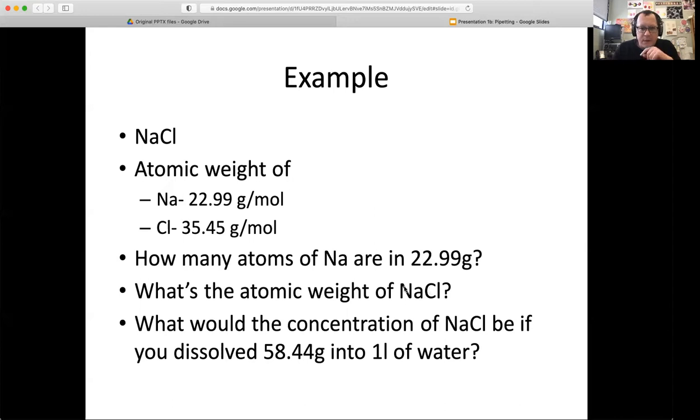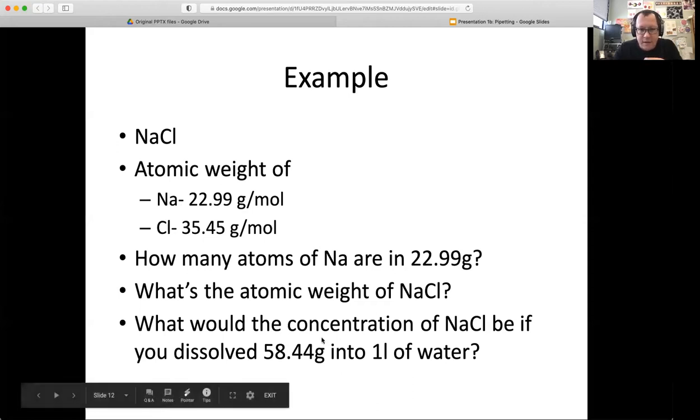But what about this whole compound? So sodium chloride, if we weigh that out, we have table salt here. So what would the atomic weight of sodium chloride be? And so I'm going to give you a second to sort of answer that in your head. How would we figure that out? We know we have this one. We have the sodium that equals that. We have the chlorine that equals that. Okay, so if we want to know the atomic weight of sodium chloride, we just add these two things together. So that means that if we have 58.44 grams of sodium chloride, then that means we have 1 mole of sodium chloride.